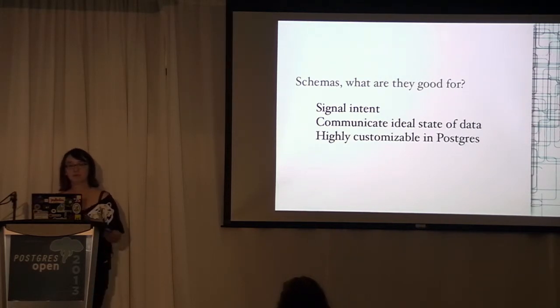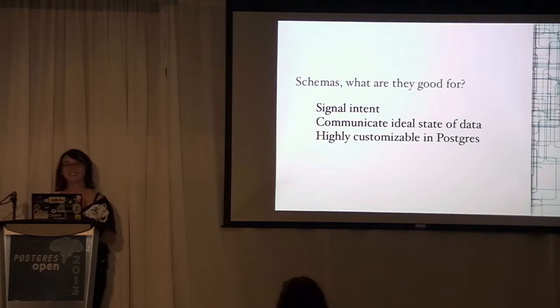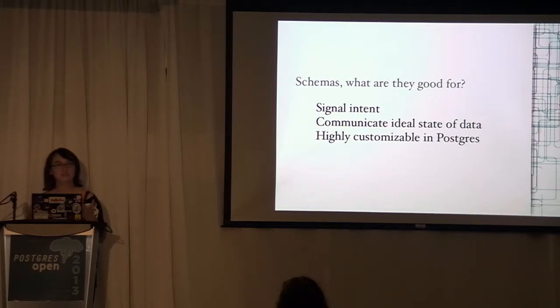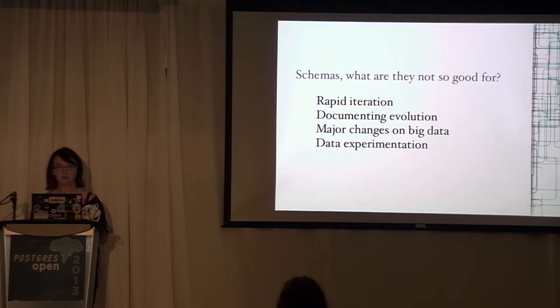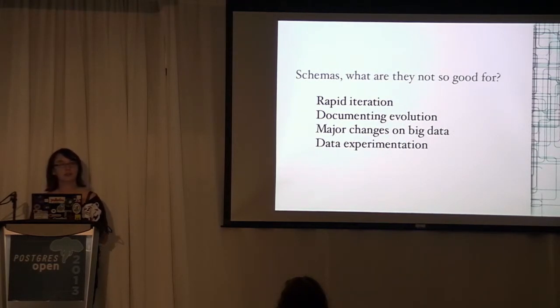And schemas, what they're really good for, they're good for signaling intent, right? Like what we wished that the queries were that were run against the data. They communicate an ideal state of that data. And they are extremely customizable in Postgres, which is a strength and occasionally a weakness. And what they're not really great for is rapid iteration, documenting the evolution of a design, because you only are seeing where you're at right now, not all of the changes that led up to it.